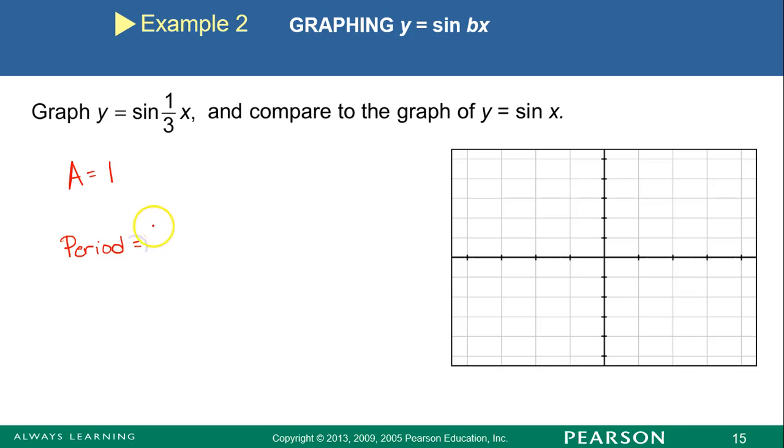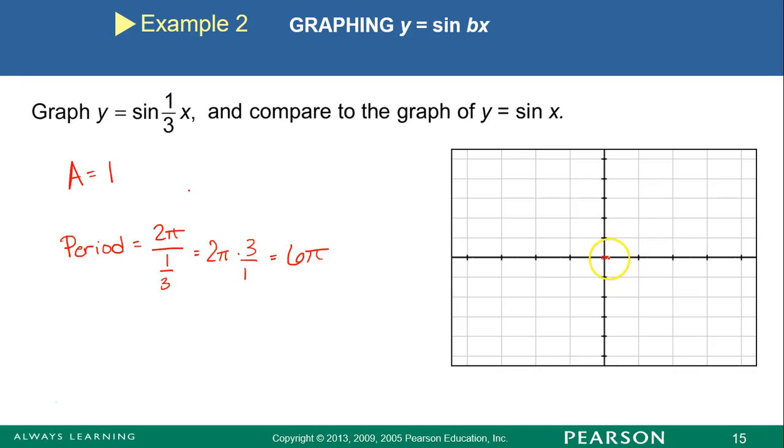The period of our function is 2 pi over b, and this time our value of b is 1/3. Remember, multiply the numerator by the reciprocal of the denominator is how you do fractions here. 2 pi times 3 over 1, which equals 6 pi. On this one right here, our period is 6 pi, meaning one full period goes from 0, starting here, to 6 pi.